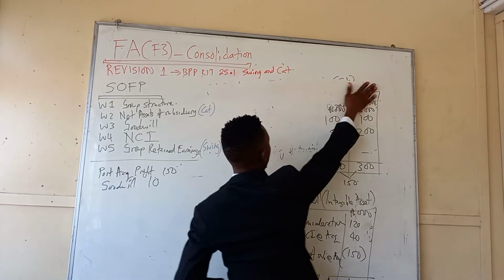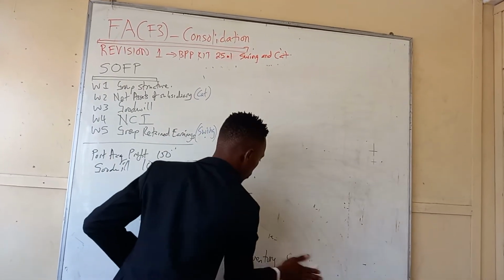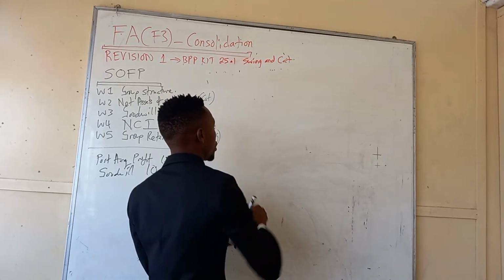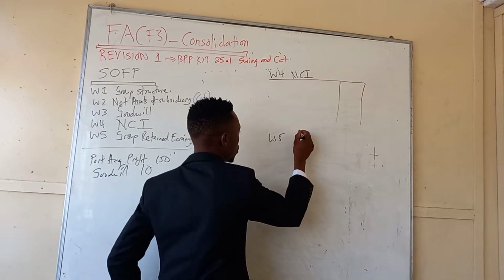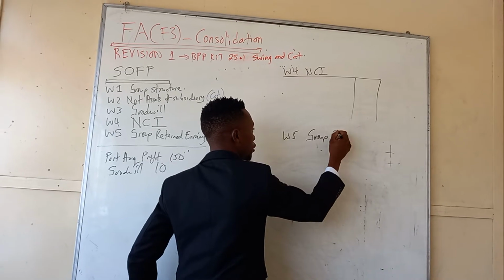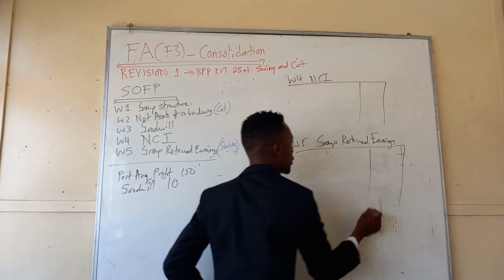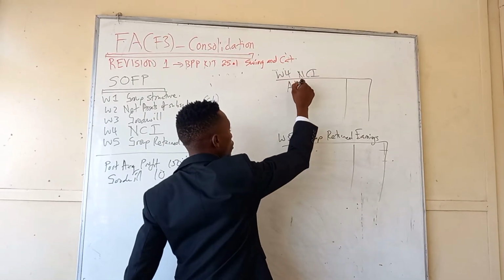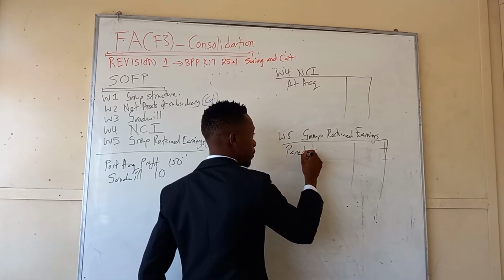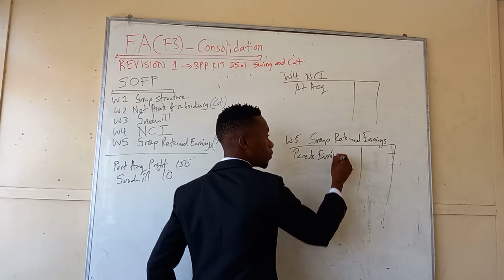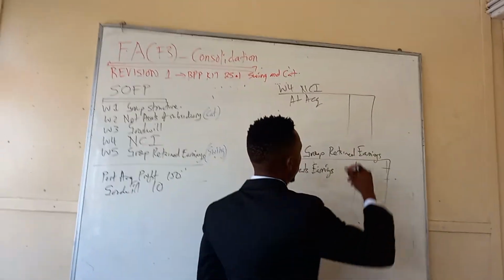Right. So let me prepare working 4 and working 5. Working 4 and working 5, those are the last workings. Group retained earnings. Right. The NCI at acquisition, then the parent's earnings. At acquisition, what is the value of NCI? That's 40.